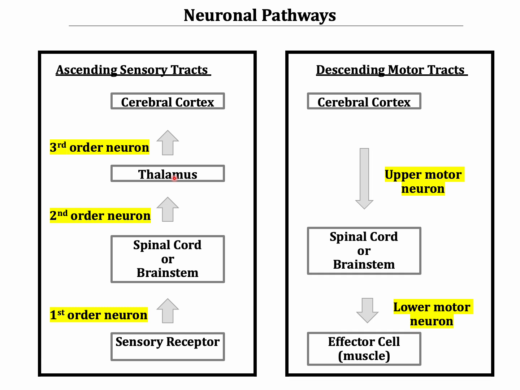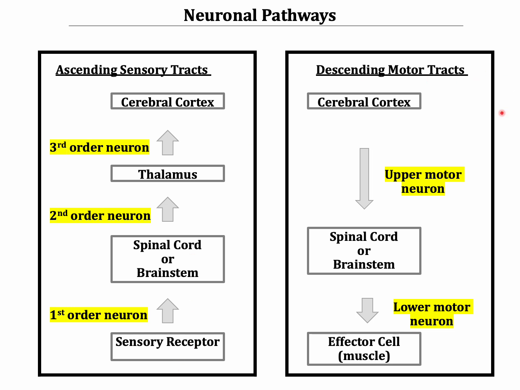So this is a representation of a general sensory pathway. The second order neuron is going to synapse with a third order neuron in the thalamus. That third order neuron then takes it to the appropriate area of the cerebral cortex. It's going to take it to that appropriate somatosensory map, depending upon where that sensation came from.